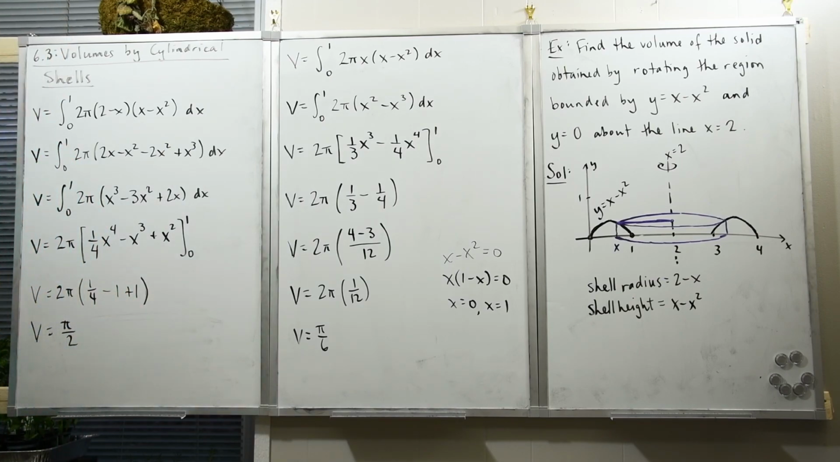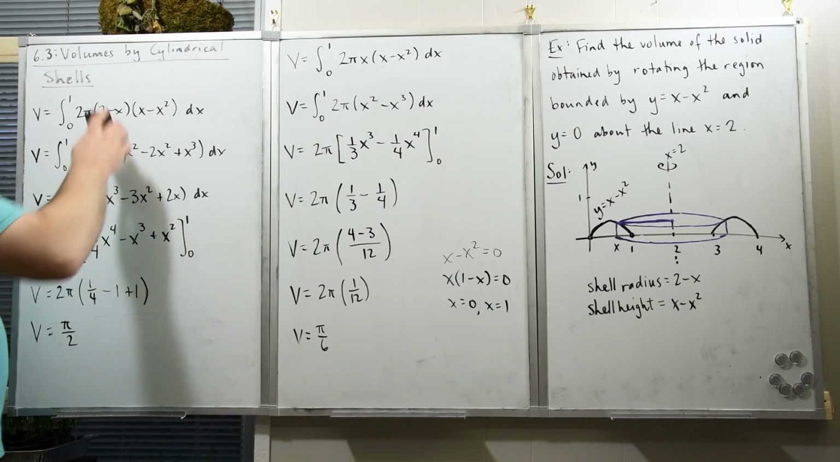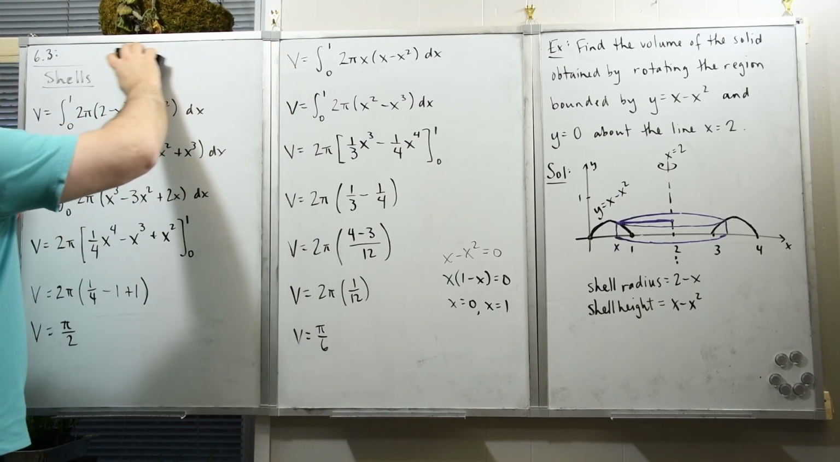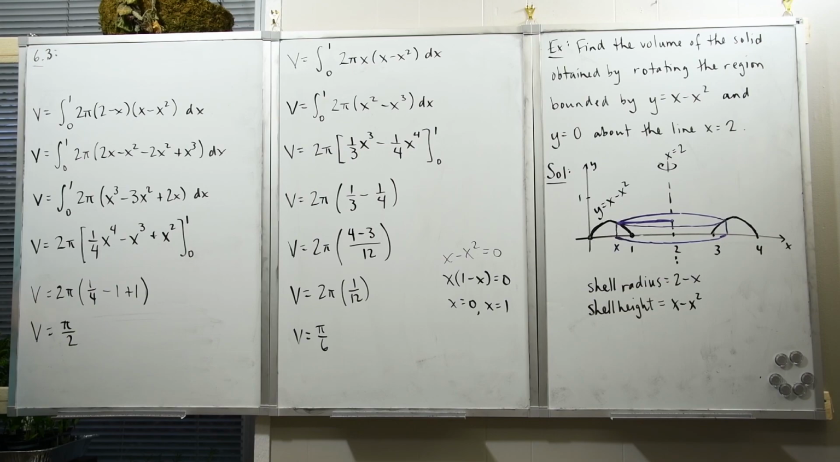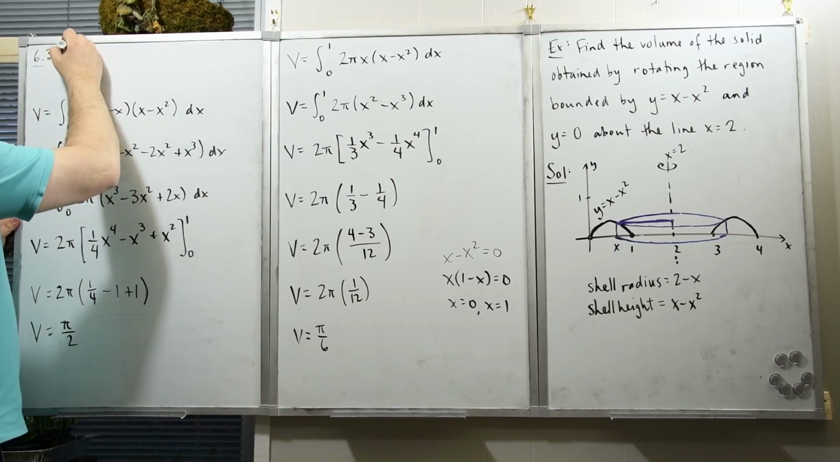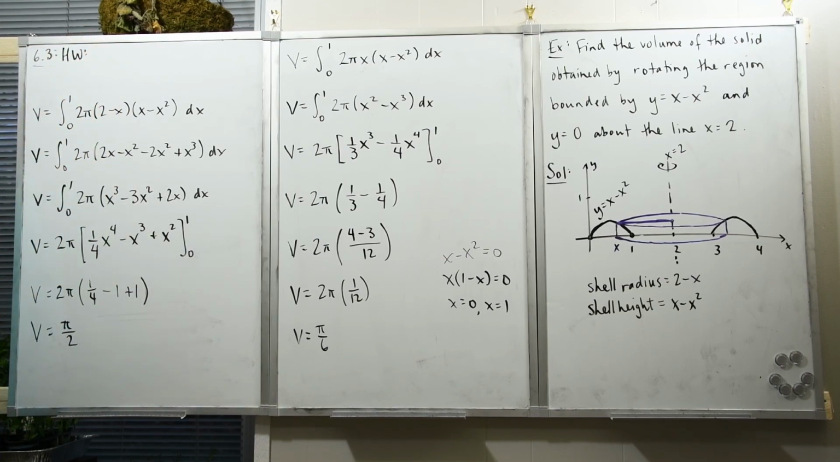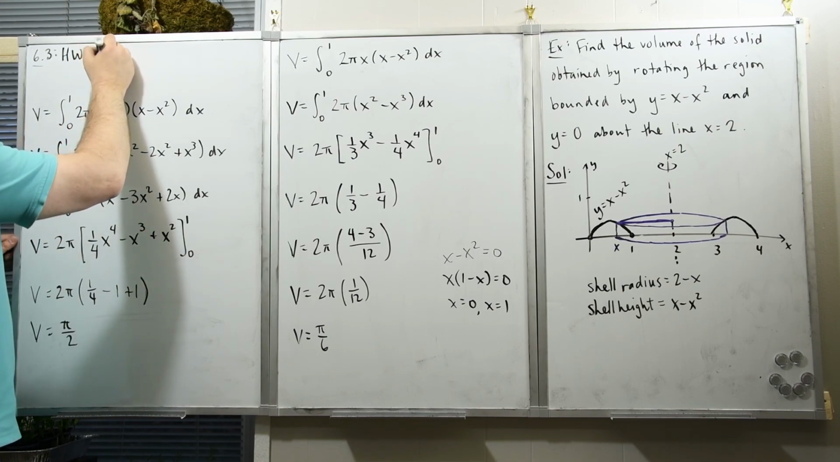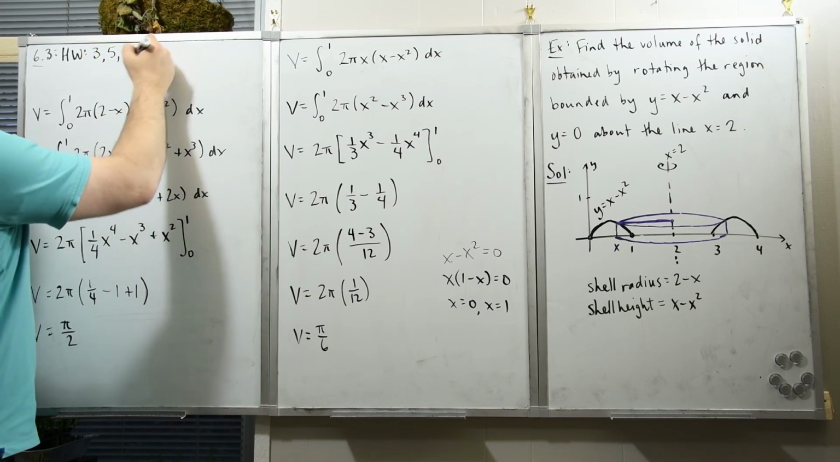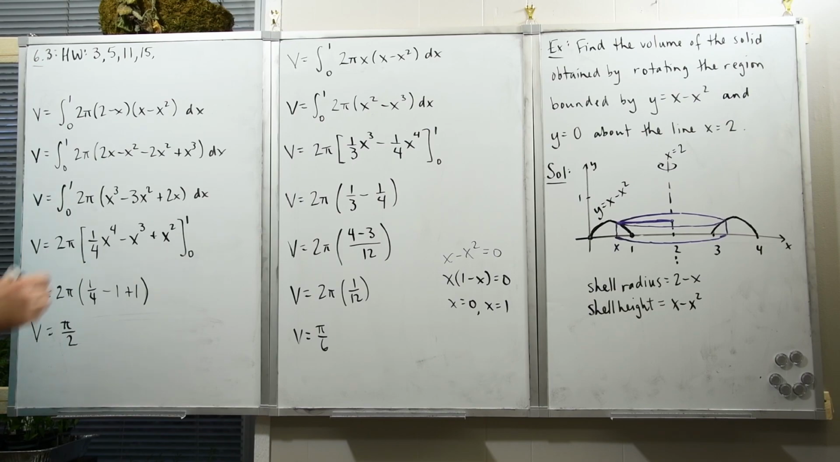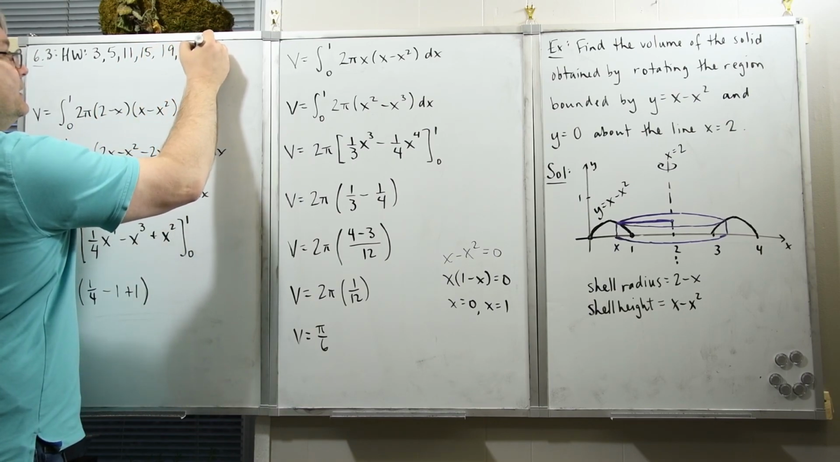Having said that, 6.3 is finished. So we'll have 3, 5, 11, 15, 19, and 37.